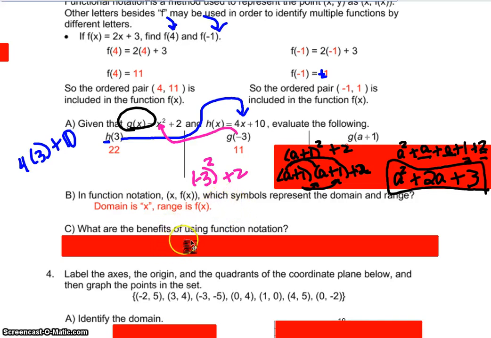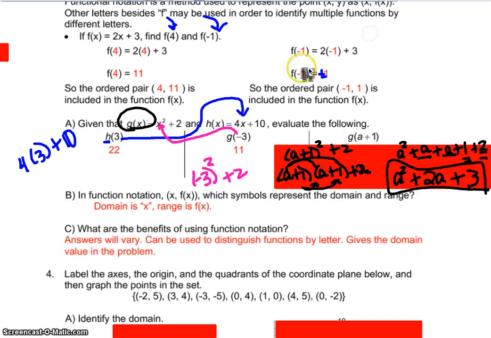What are the benefits of using function notation? The reason you want to do this is to distinguish functions, okay? So that you can distinguish functions by letter. If you have more than one thing going on, you pick a letter that has something to do with what it's talking about.